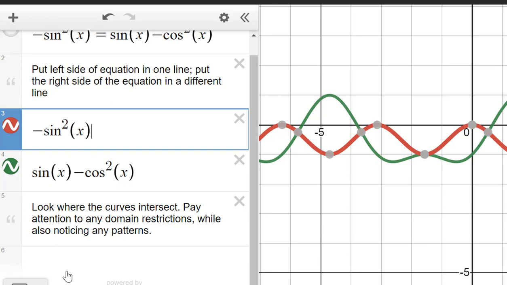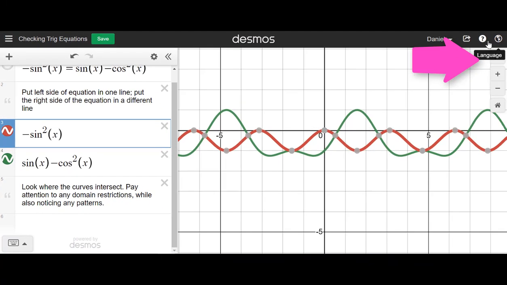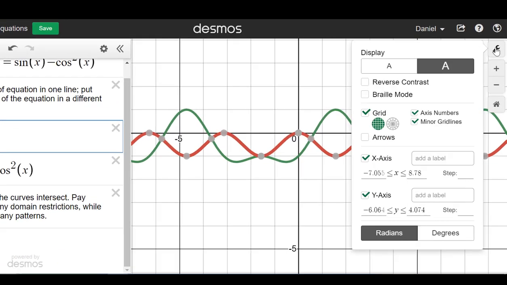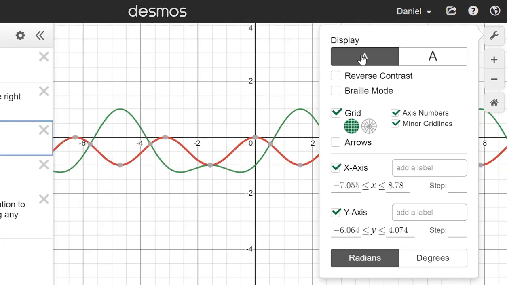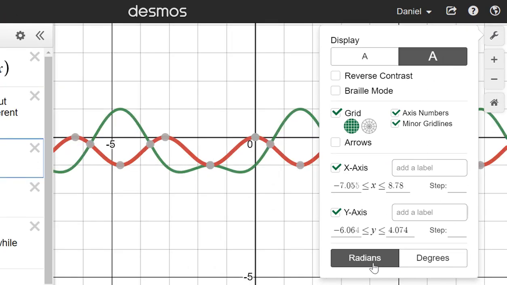Now instead of theta, we're going to use the variable x, because that's going to be easiest for Desmos. Also, I want you to take a look over here on the right-hand side. Underneath the world, a little question mark and a little sharing button, you'll see this wrench, and that's your settings. Down here, what I want you to pay attention to is what's grayed out right here. It says radians. So that means the answers it'll give us will be in radians.